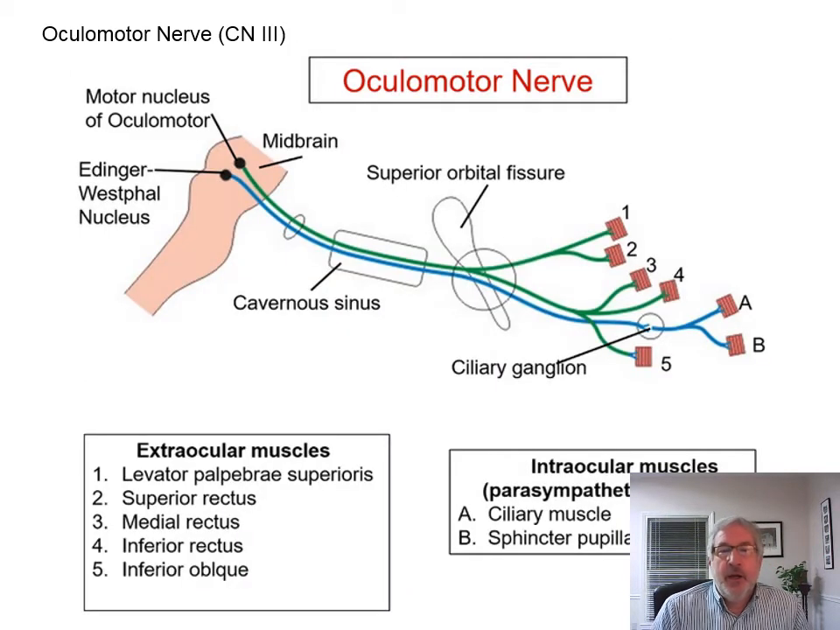So this is just another view of the oculomotor nerve, emphasizing again the various muscles that it innervates, the ciliary muscles, as well as the sphincter pupillae, which makes the pupil contract. Okay, next slide.